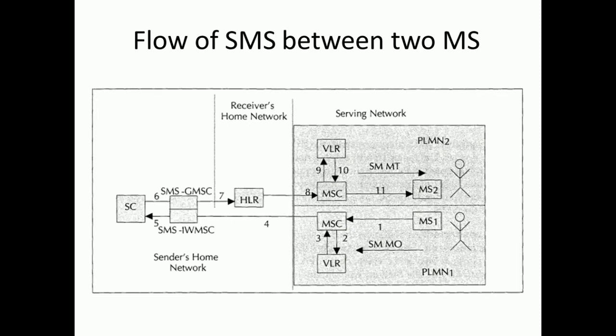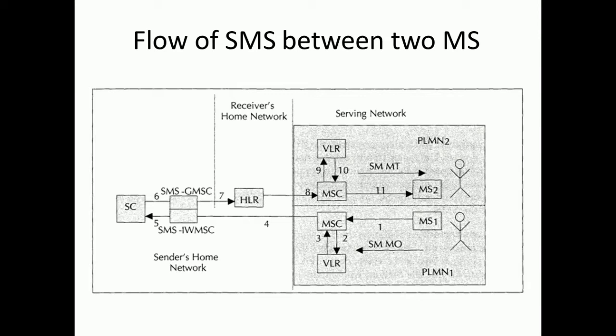So this is the architecture of SMS. Here we can see two PLMN networks, PLMN1 and PLMN2. The message will be sent from PLMN1 to SC. SC is the message sender. Then the message will be delivered from SC to PLMN2. That means PLMN2 is the serving network and PLMN1 is the sender's home network.